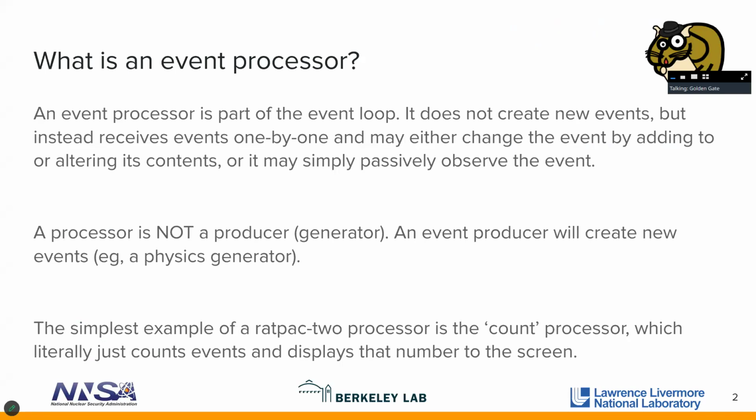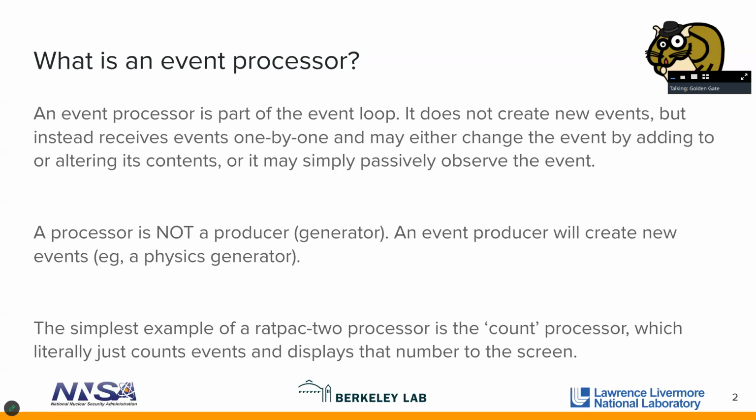So an event processor in RAT is part of the event loop. It doesn't create new events. That's up to the generators to create the events, but it receives the events one at a time and can do things like change information in the event by adding or altering its contents. It can also just passively observe the event and look at information, maybe print something to the screen. Just to highlight, a processor is not a producer or a generator. The event producers are the things that are actually creating the events. These processors are manipulating information about the events.